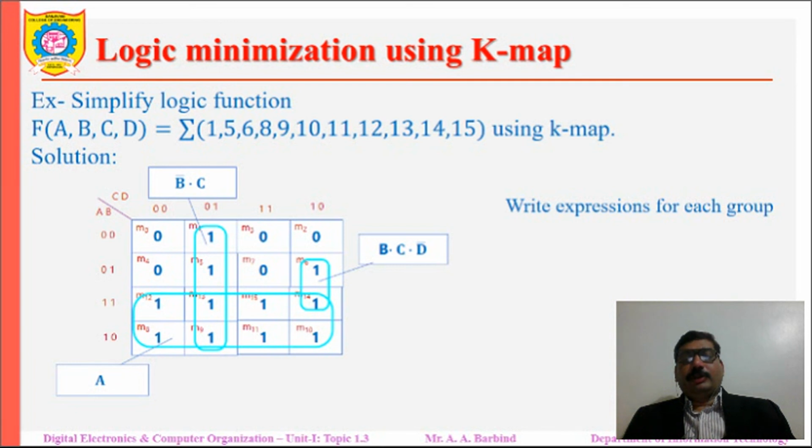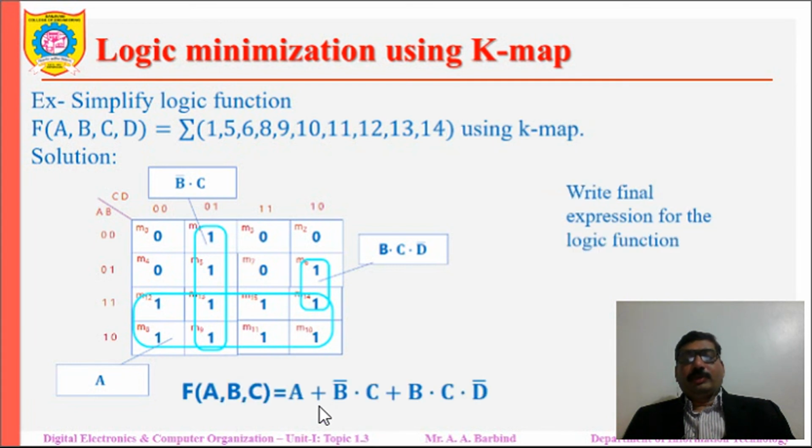Finally we write the expression, and the expression is A, or then C bar D. Actually this has to be C bar D. And then for the pair it is B C D bar. So like this, the minimized form of this logic function can be obtained using the K-map.